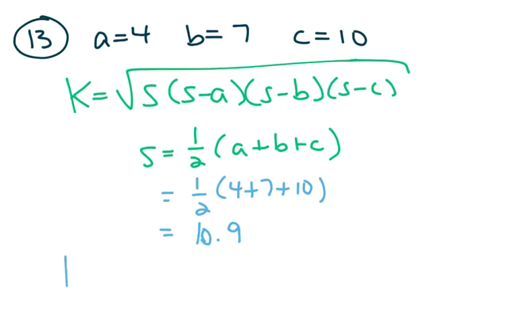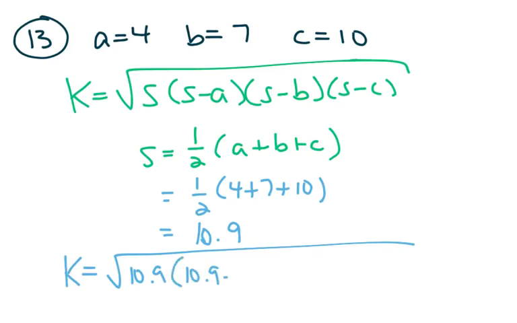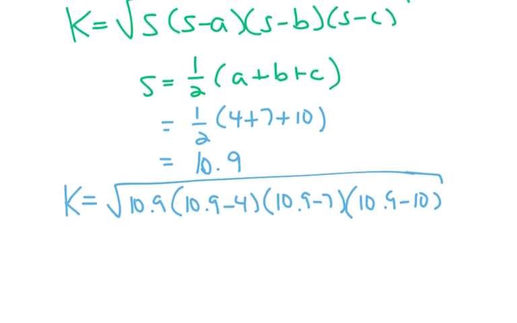Well, now I'm ready to find the area. The area is going to be the square root of 10.5 times 10.5 minus 4 times 10.5 minus 7 times 10.5 minus 10. And if you want to plug this all into your calculator in one full swoop and then just hit enter, go ahead. You should get approximately 10.9. Now, we don't know what the units of measurement are, so we just say it's square units.